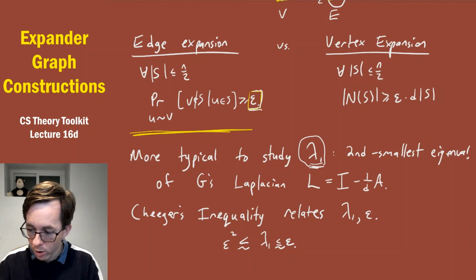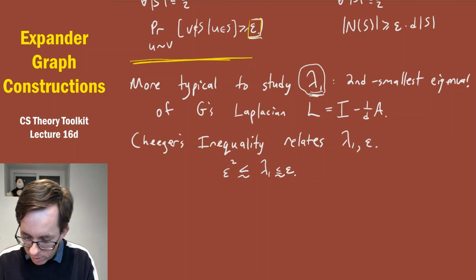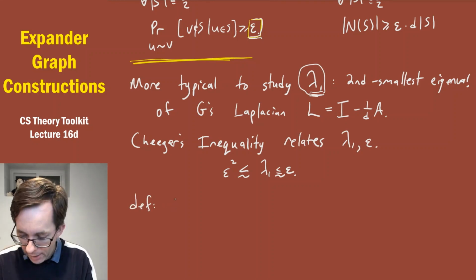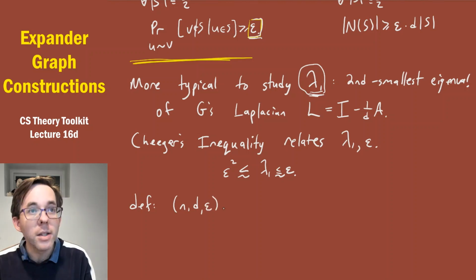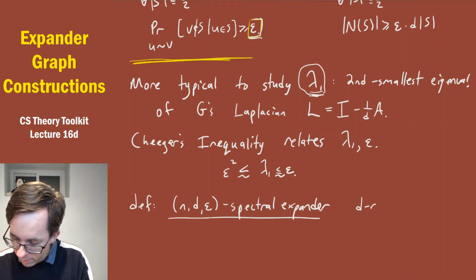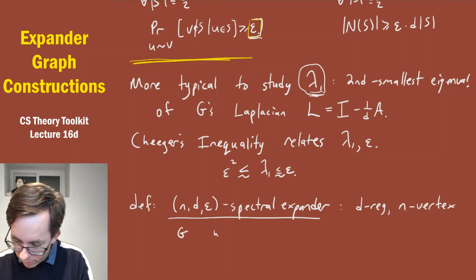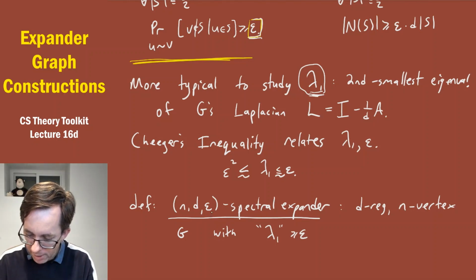And so what we're eventually going to talk about constructing, and what most people constructing expander graphs strive to do, is to get what's called an n, d, epsilon spectral expander. And what does this mean? This means a d-regular n-vertex graph G with second smallest eigenvalue of the Laplacian, lambda 1, at least epsilon. Sorry, I'm using the same parameter epsilon here. Let me call this epsilon 0 and this epsilon 0.